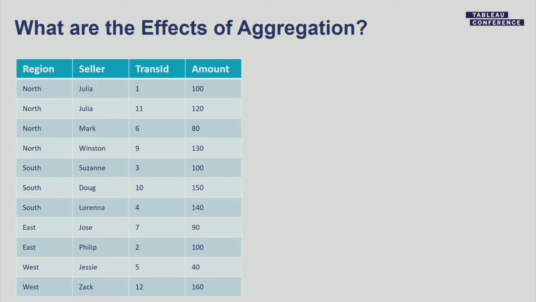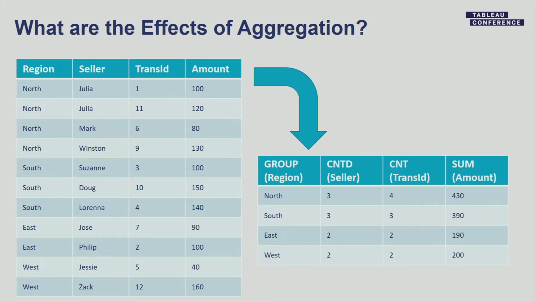But if Isa wants to know what the total amount of sales were for the South region, it's not as straightforward. To help us answer questions related to the region level of detail, we're going to first aggregate this table to match the region's level of detail. And this, on the right, is what the aggregation looks like.